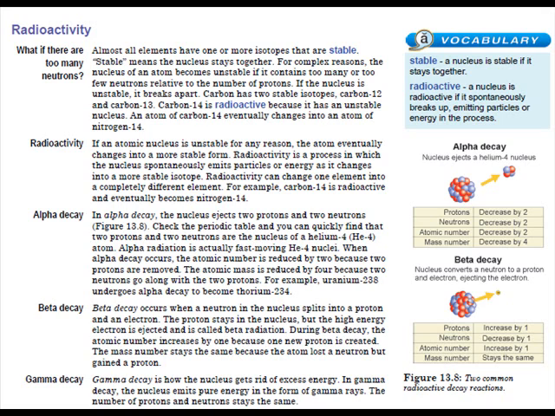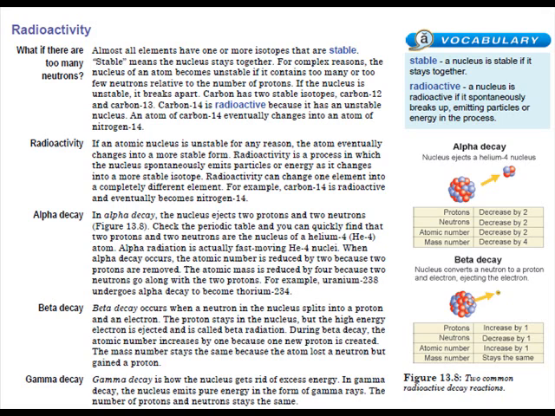In alpha decay, the nucleus ejects 2 protons and 2 neutrons, figure 13.8. Check the periodic table and you can quickly find that 2 protons and 2 neutrons are the nucleus of a helium-4 atom. Alpha radiation is actually fast-moving helium-4 nuclei. When alpha decay occurs, the atomic number is reduced by 2 because 2 protons are removed. The atomic mass is reduced by 4 because 2 neutrons go along with the 2 protons. For example, uranium-238 undergoes alpha decay to become thorium-234.